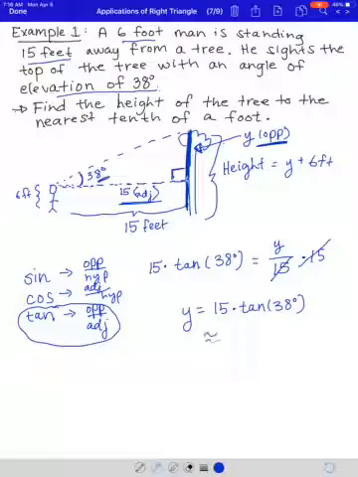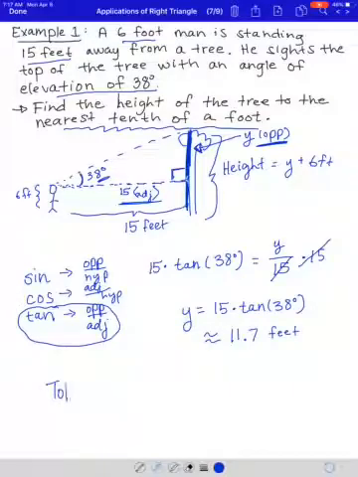And at this point we can plug into a calculator. And if you do that, you should get approximately 11.7. I'm just going to round to one decimal place because after all, we're asked to find the height to the nearest tenth of a foot. So that'd be one decimal place. Cool, and our units here are feet.